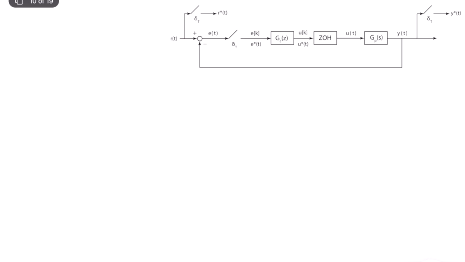We have a reference input. As you can see, this reference input is a continuous time signal. It can be discrete in some cases, but let's start with the continuous time case. Here, for analysis purposes, we are sampling the reference signal, so R star of t. Y of t is also a continuous time signal.